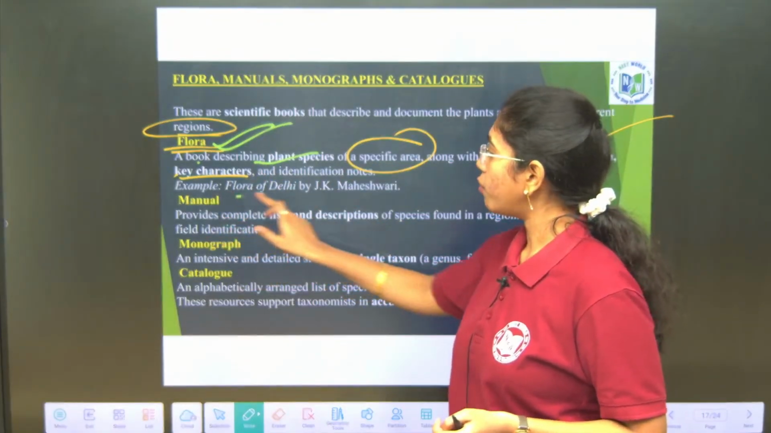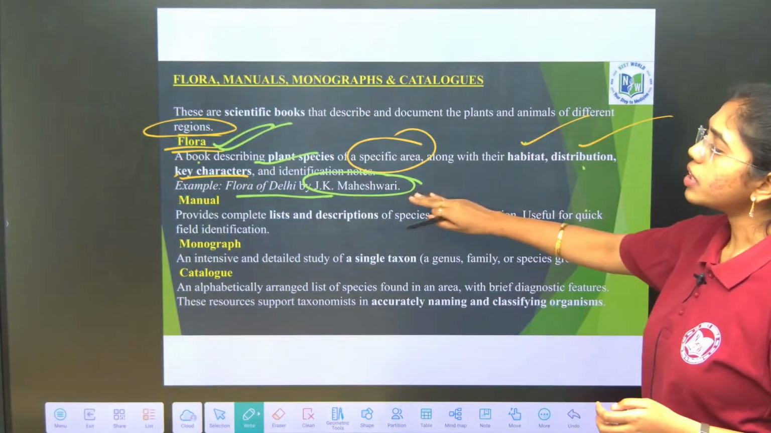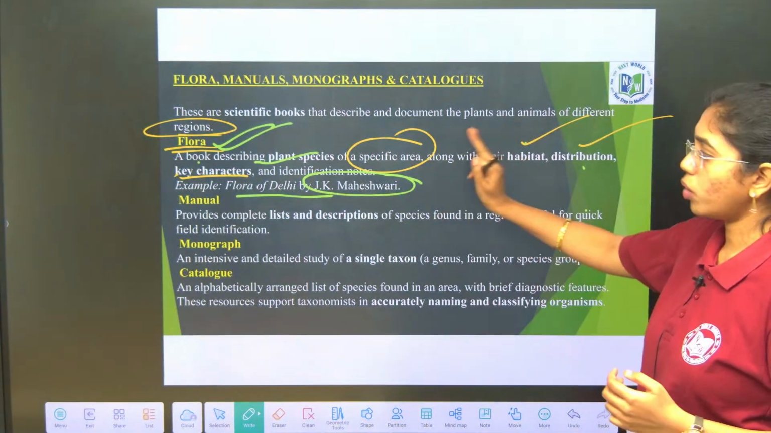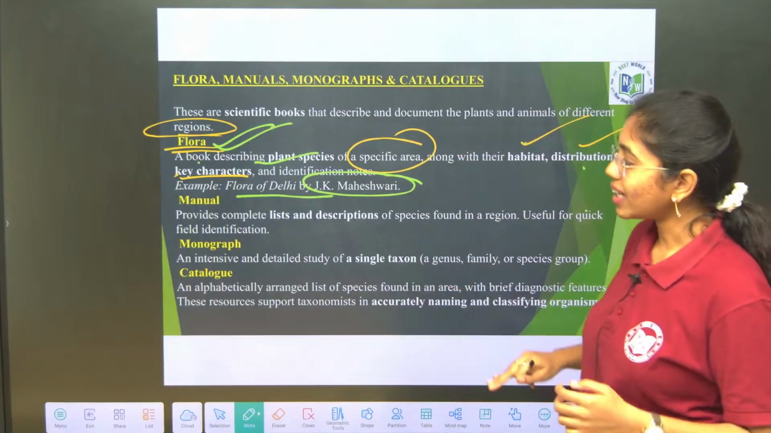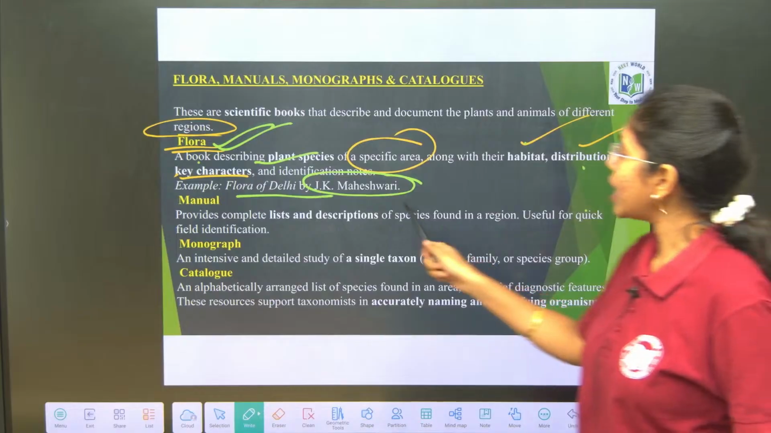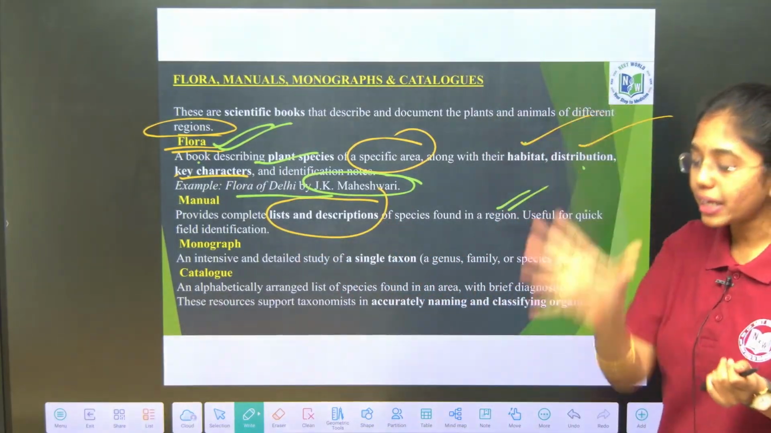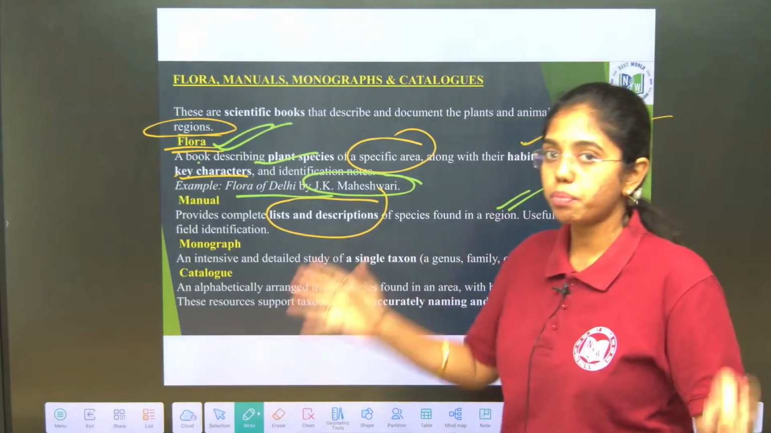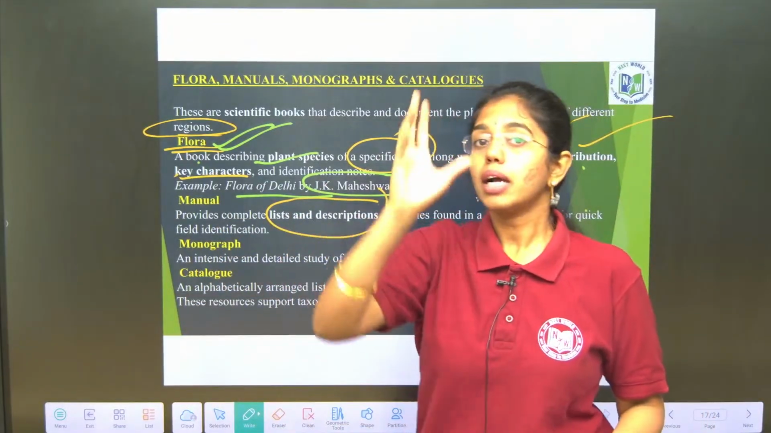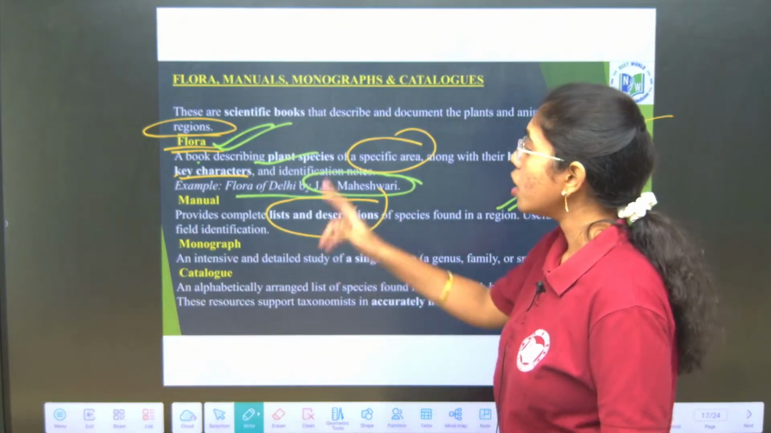For example, Flora of Delhi by J.K. Maheshwari. Okay. And this is one example of flora. I hope flora is clear to you. Now, what is a manual? A manual will provide you complete lists and descriptions of species found in a particular region. A complete list, like what all plants are present in a particular region. The complete list and description of those plants is provided in manuals.